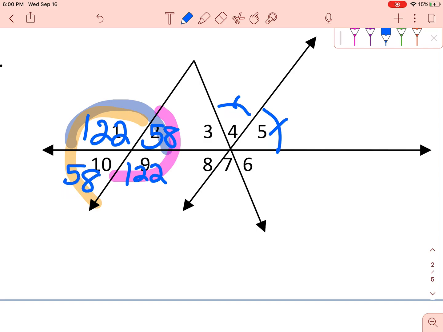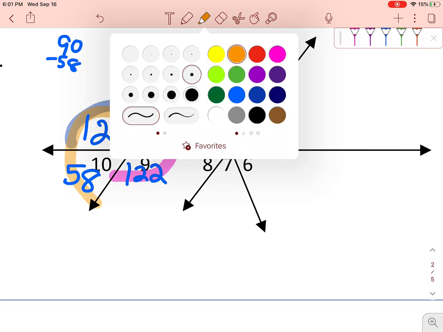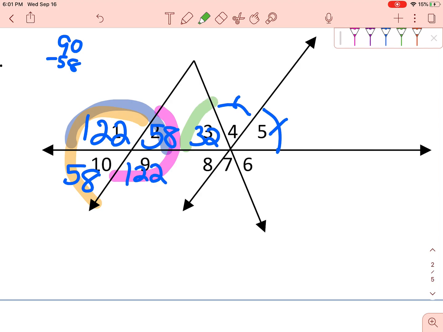The next thing is I remember angle 2 and angle 3 added up to 90. So if angle 2 is 58, 90 minus 58 is what I'm doing, and that would be what, 32? Okay, so angle 3 is 32. Let's see, new color. So now I know that these three angles equal 180 degrees.